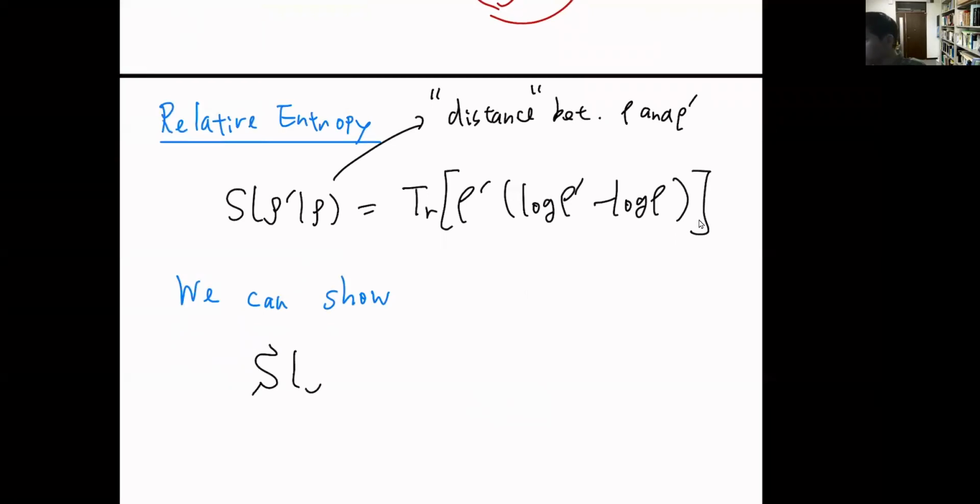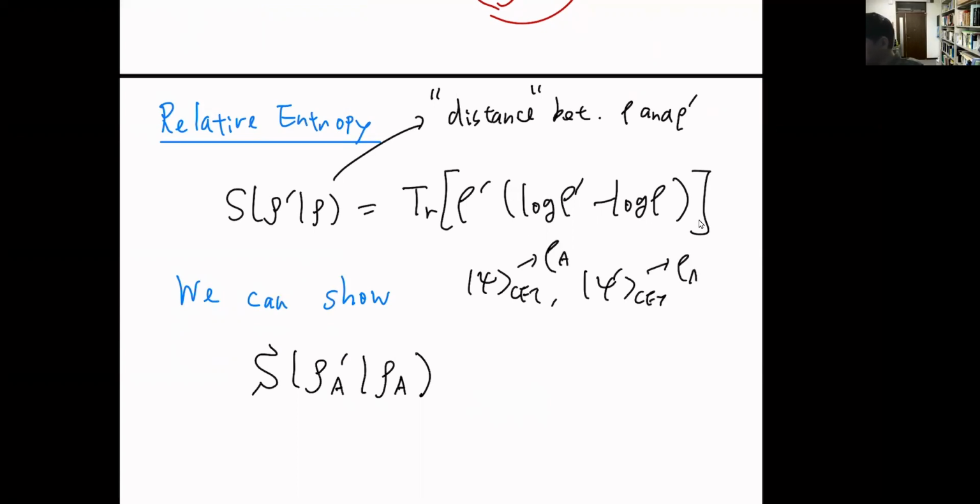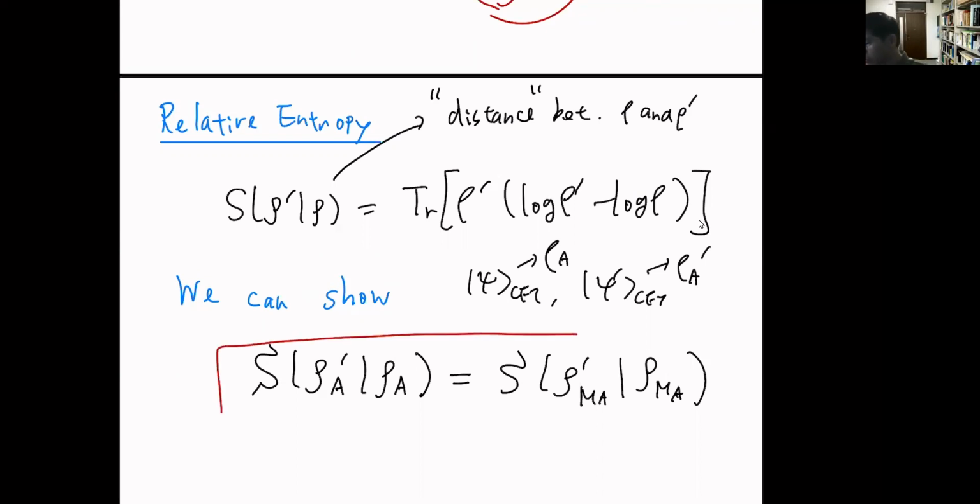In the context of AdS/CFT, we can talk about two different states, psi CFT and psi prime CFT. From these you get the reduced density matrix rho A, and rho A prime by tracing out the complement. Interestingly, this is equal to the entanglement wedge quantity. We are assuming AdS/CFT here. So the bulk relative entropy in the entanglement wedge M_A is actually equal to the boundary relative entropy. This is a very strong statement.